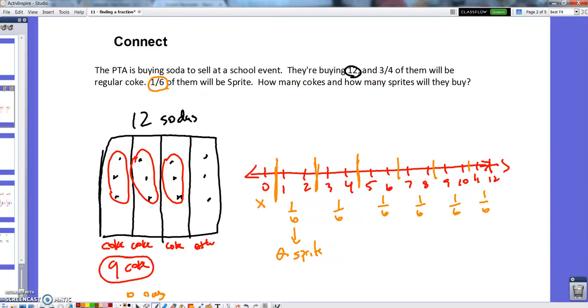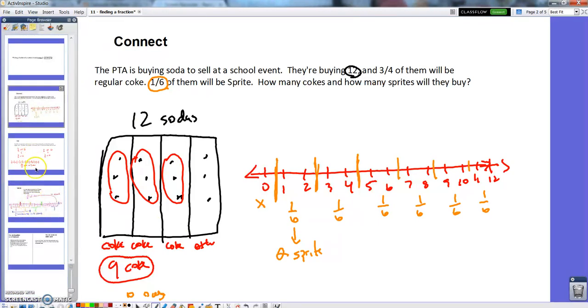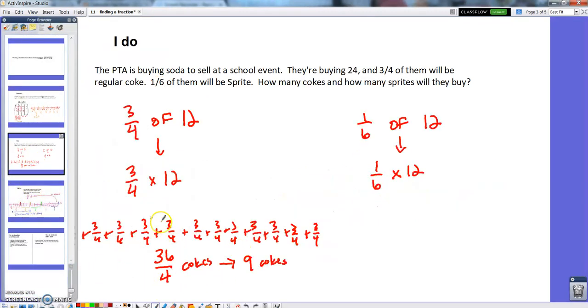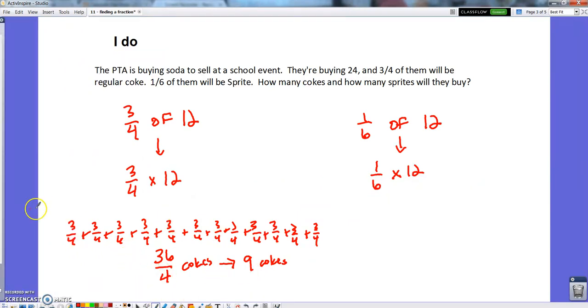But if I don't want to do all that and I just want to cut to the chase, or visuals are harder for me to do, then I can just do the addition. Same thing with 1/6. 1/6 of 12. 1/6 are going to be Sprite. 1/6 of the 12.